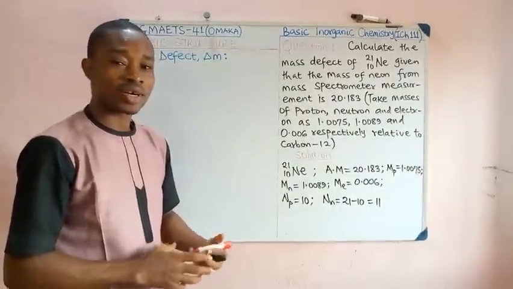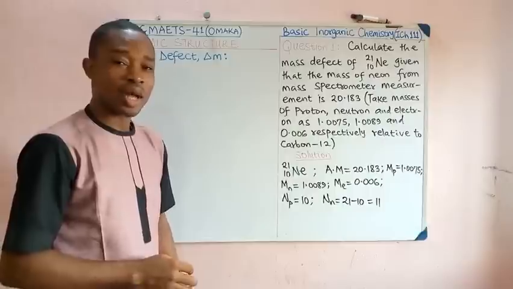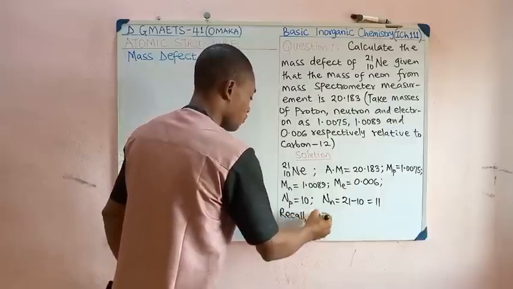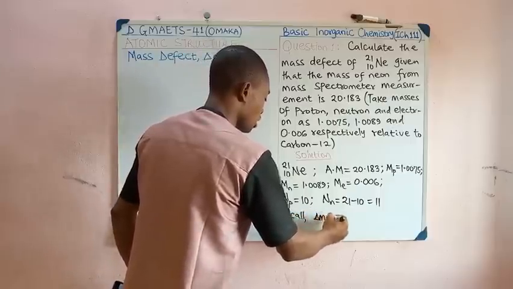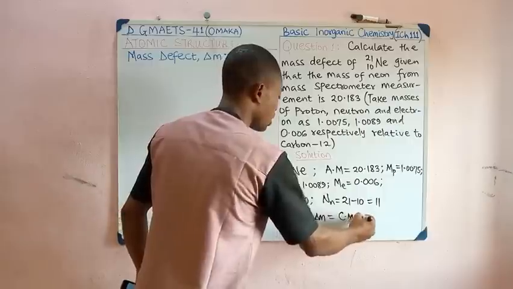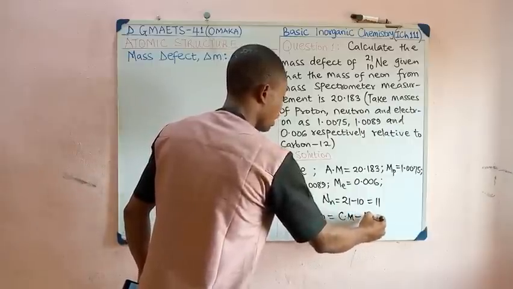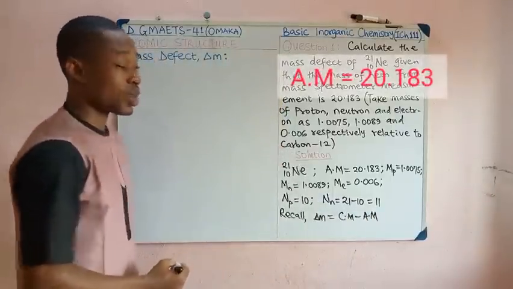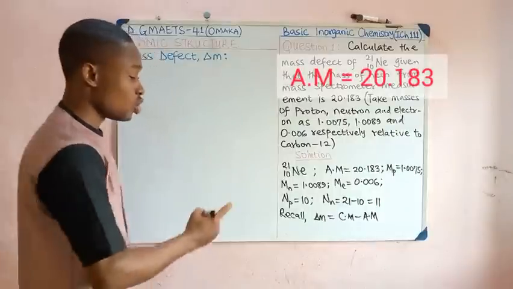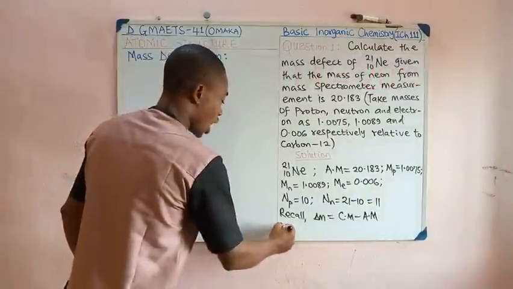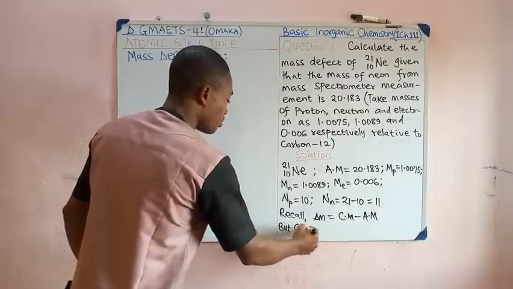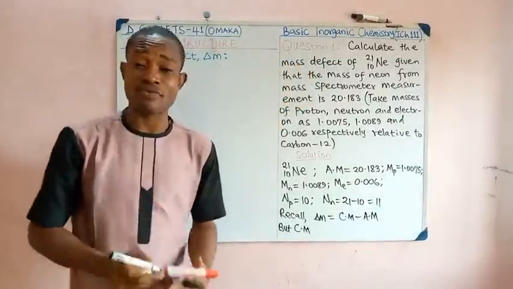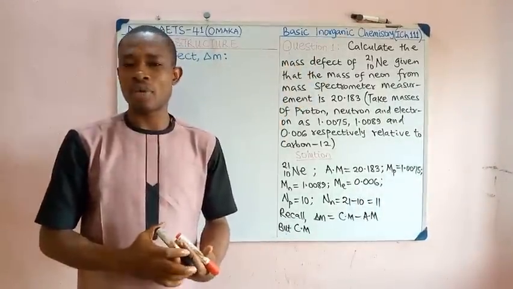These are the things we need for the calculation. Recall, by formula, mass defect, change in M, is equal to calculated mass minus what? Actual mass, also known as observed mass. Now we know our actual mass, 20.183. We do not know the calculated mass. Directly, what we're asked to calculate is mass defect, so I had to write out the formula.